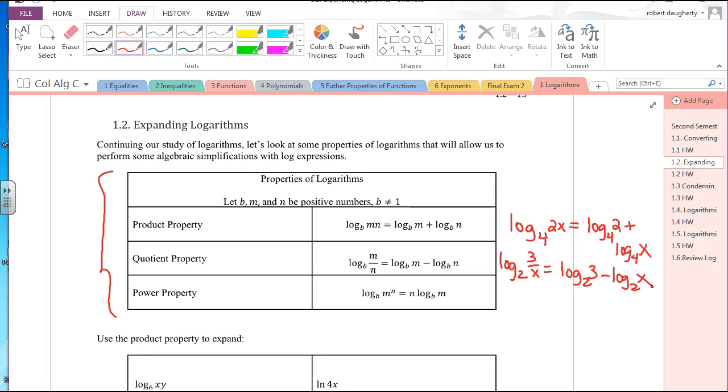Now, anytime you see an exponent here, you can bring the exponent out front, okay? Now, these are the three rules. They're going to be mixed in together, and you just have to know how to apply them, okay? So let's do a couple of examples.